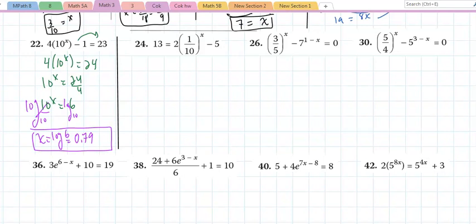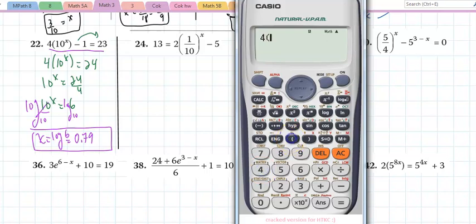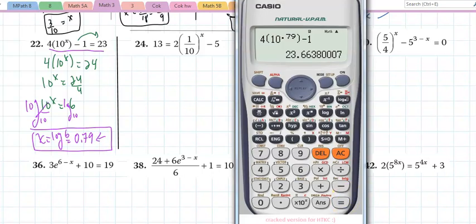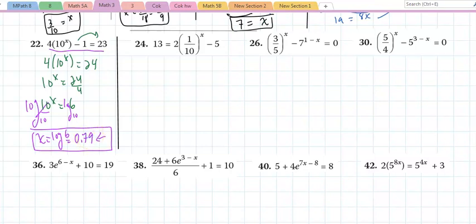And just to demonstrate, if I look at the original equation, if I take 4 times 10 raised to the 0.79 minus 1, I'm going to get a number less than 23 or above 23 depending on whether I round it down or up. So if I hit equals, 23.6. Do you remember the answer was 0.78, a number we rounded up? It was, right? 0.77. Oh, I'm sorry. So that should be 78. My mistake. I'm sorry.